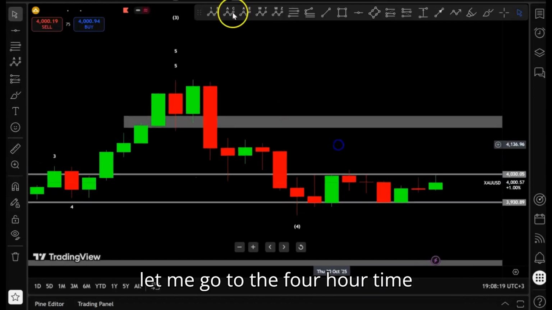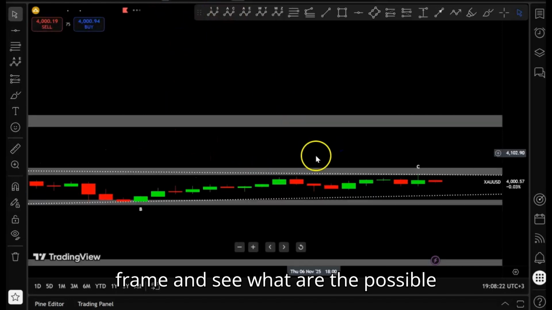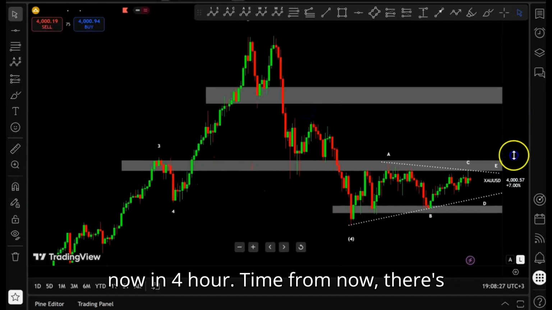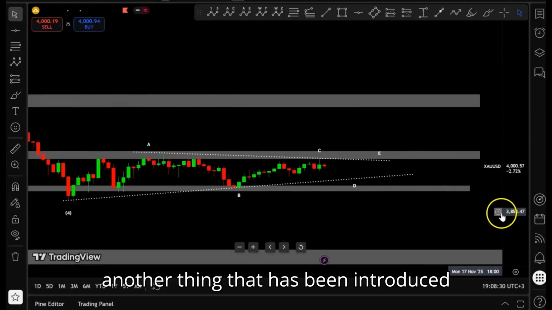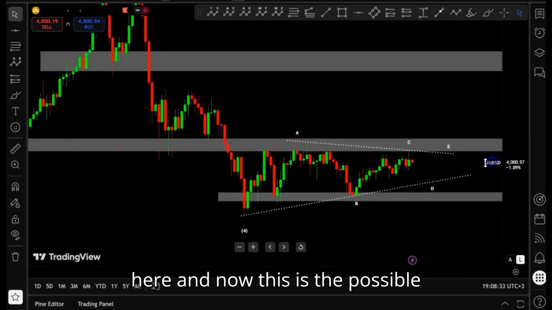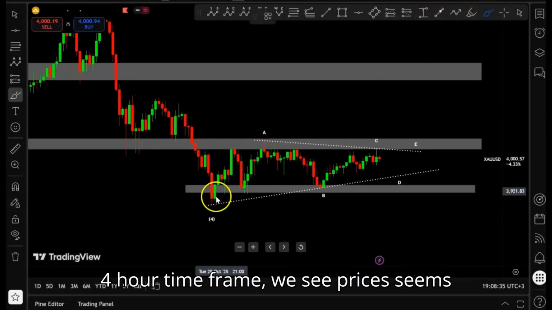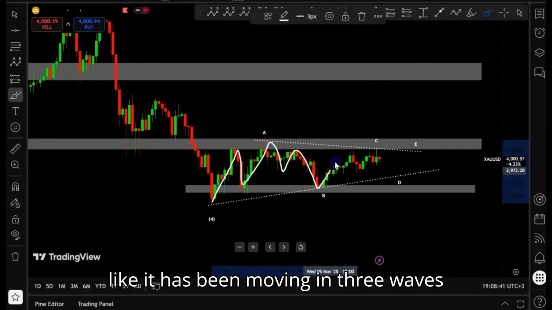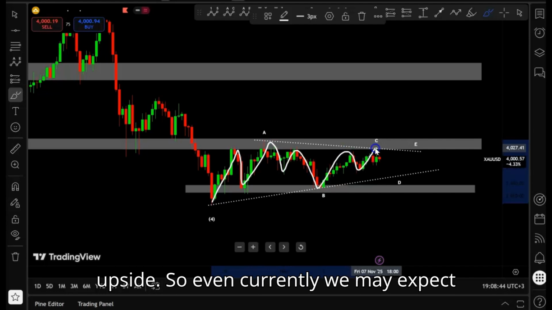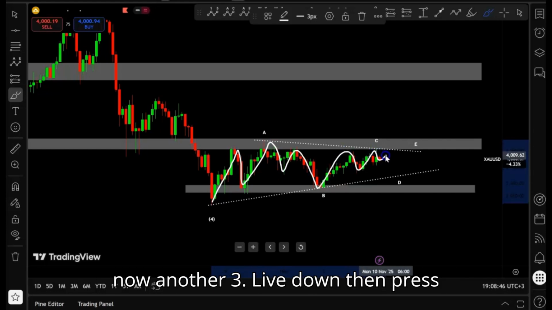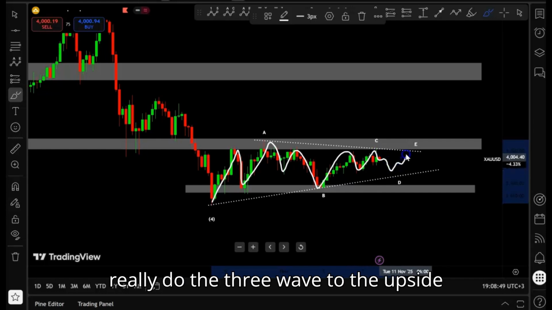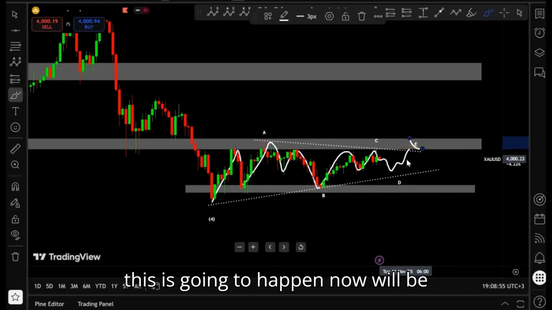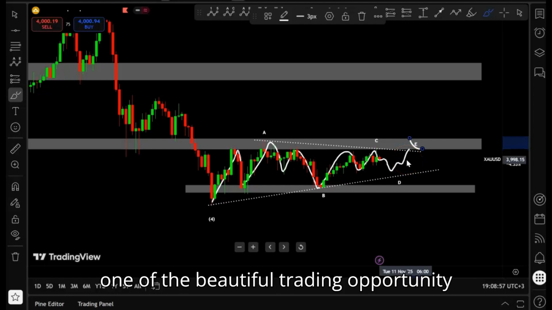Okay, so let me go to the 4-hour time frame and see what are the possible trades that we are going to take. In the 4-hour time frame, there's another thing that has been introduced here, and this is the possible triangle idea. Looking closely, we see price seems to have been moving in 3-wave to the downside, 3-wave to the upside. So currently we may expect another 3-wave down, then price will do the 3-wave to the upside in completion of wave E. If this is going to happen, it will be one of the beautiful trading opportunities in the coming week.